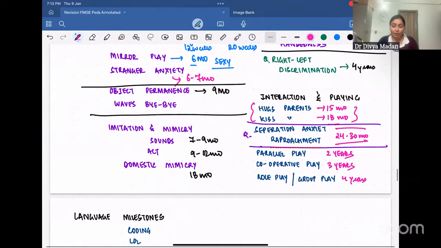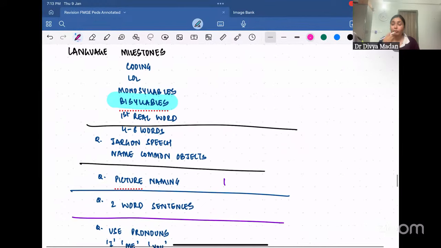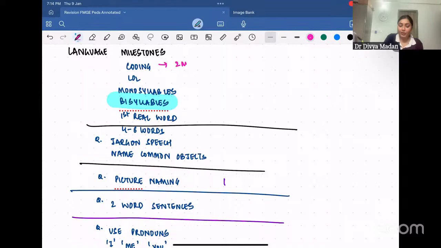Now moving to the last domain, that is the language milestone. That is using the verbal mechanism to interact. Right? The child is going to produce sounds to interact. Initially, the child coos. This comes at 2 months of age. Then the child will laugh out loud. This is at 4 months of age.